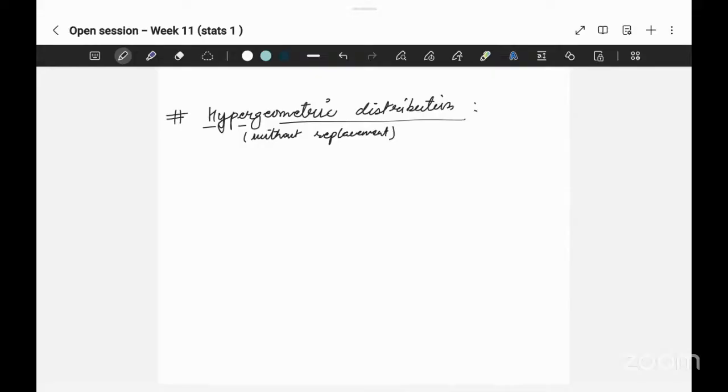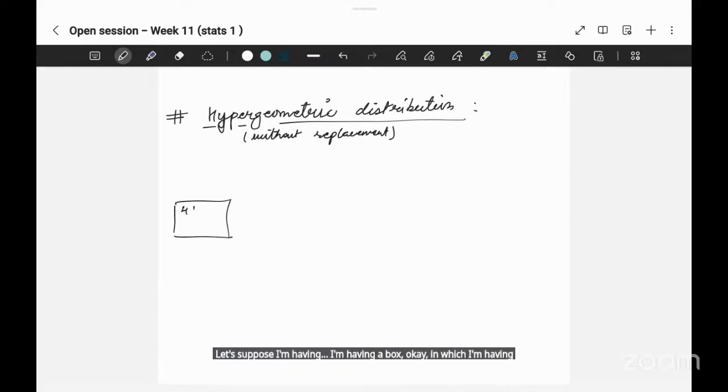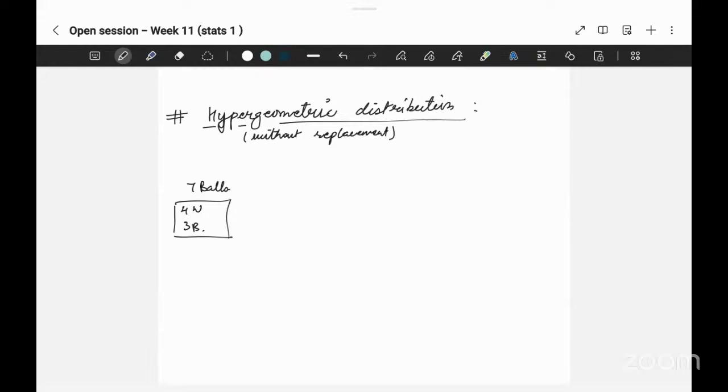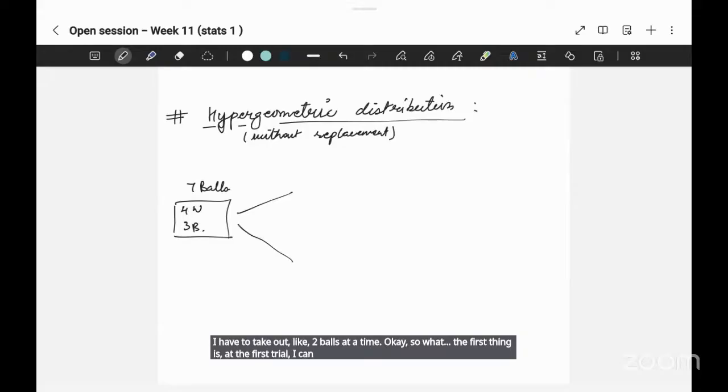Let's suppose I'm having a box in which I have 4 white balls and 3 black balls. So in total I have 7 balls in a box. Now let's suppose I have to take out 2 balls at a time. So at the first trial, I can have 2 cases in which I can have a black ball or I can have a white ball, correct?